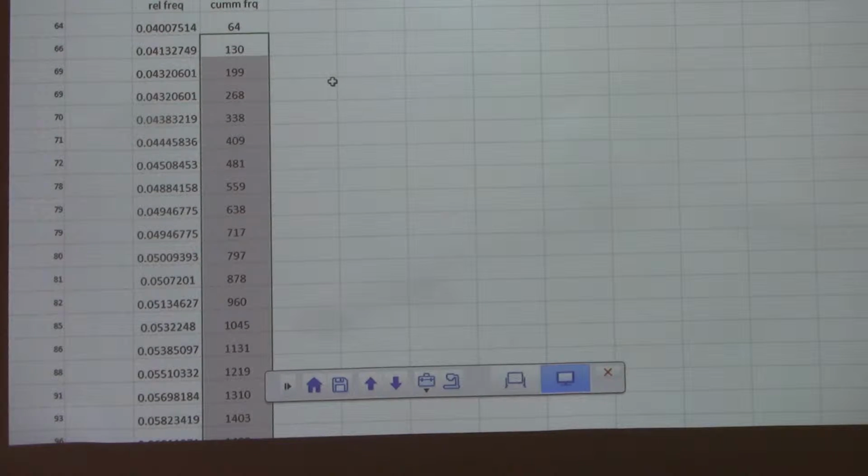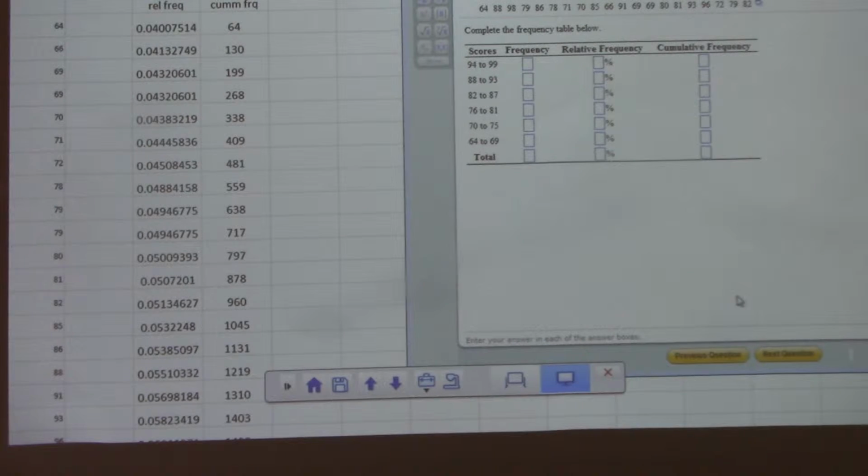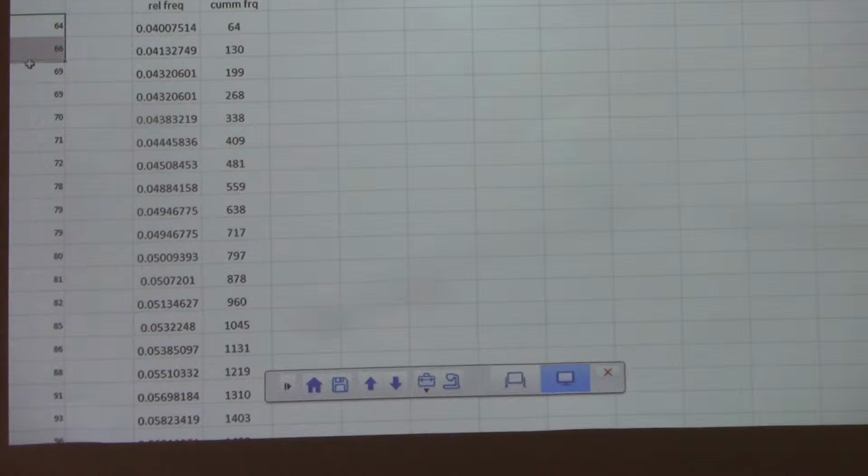So I don't know if they asked all that, but I'm not going to type all that in. Let me see what they asked. I think they did ask all that. Of course they do. Oh, you've got to put it in groups, 64 to 69. Yeah, I believe I told you I didn't like this book.